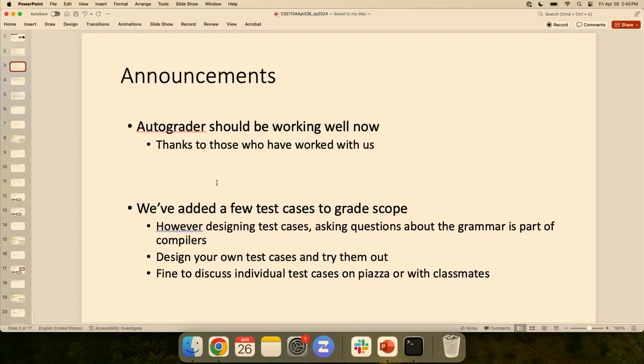So this is all part of the study of compilers, which might be a little bit different from what you're used to if you're used to just implementing a stack. We know how a stack should behave. Part of it is figuring out the language.